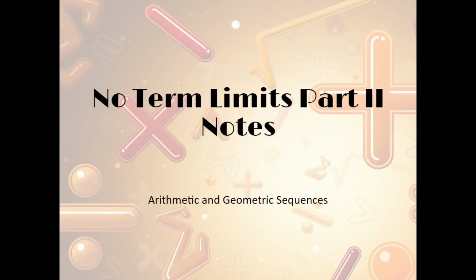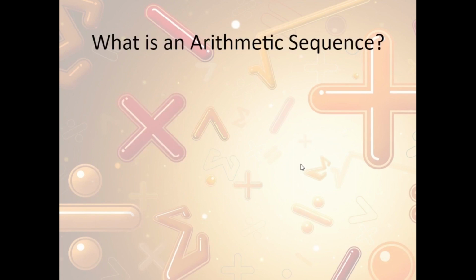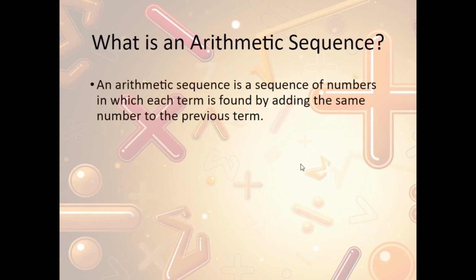Let's take a look now at the No Term Limits Part 2 notes. The notes begin with the learning goals and success criteria. What is an arithmetic sequence? An arithmetic sequence is a sequence of numbers in which each term is found by adding the same number to the previous term. So an example of this would be 2, 4, 6, 8, 10, etc.